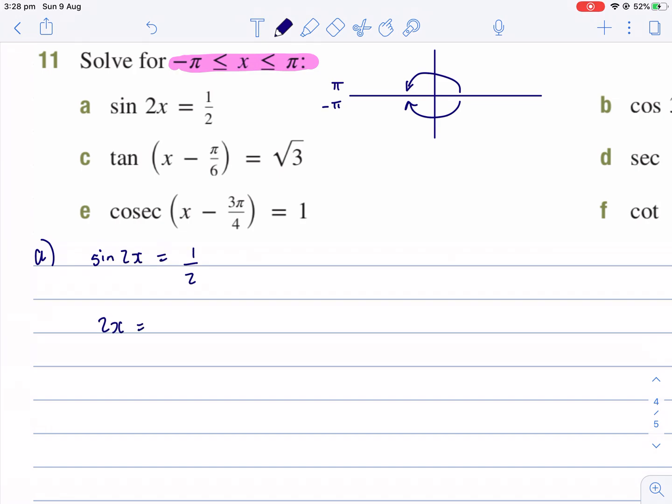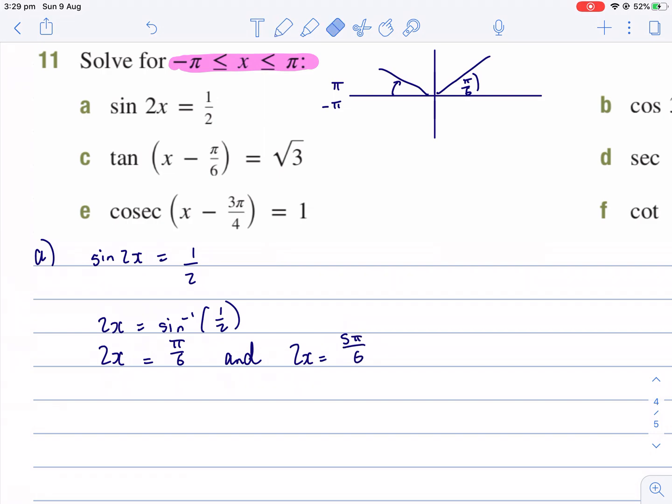So 2x is arcsine of a half, which, as you know from your special triangles, is 30 degrees, which is pi on 6. And it's also going to end up with pi on 6 is this one. We also want this one, which is 5 pi on 6. So x is, then we're going to divide both of those by 2, so we've got pi on 12 and 5 pi on 12.